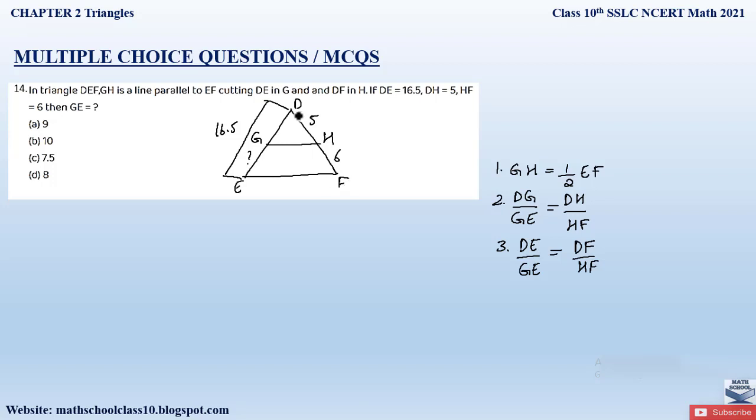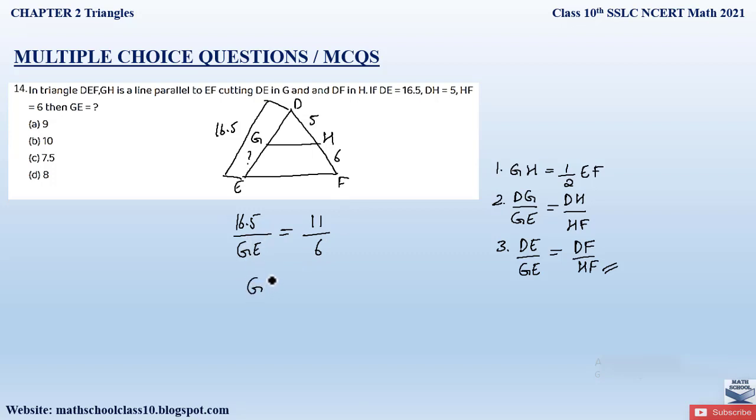Okay, so now they have given us the DE and we have to find out GE value given DH and HF. So here if you observe, our third criteria is applicable. So let us substitute the values in this third equation, where DE value is given as 16.5 centimeters divided by GE. We have to find out GE, equal to DF. They have given us DH and HF value, that is DF is equal to DH plus HF, that is 5 plus 6, how much? 11, divided by HF. HF is 6. So just cross multiply and find out the value of GE.